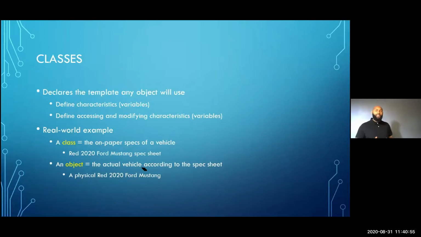Well, when I actually get that car, I expect it to follow that spec sheet. Red 2020 Ford Mustang, right? So that's what an object is: the actual vehicle according to the spec sheet. A physical red 2024 Mustang. So I've taken delivery of the real car according to that spec sheet, right? That real car has all the same specs that were written down in that document. That's pretty much what a class and an object is. An object is when you actually create it, it's real now, it's stored in data. A class is just the specs of that object, okay?